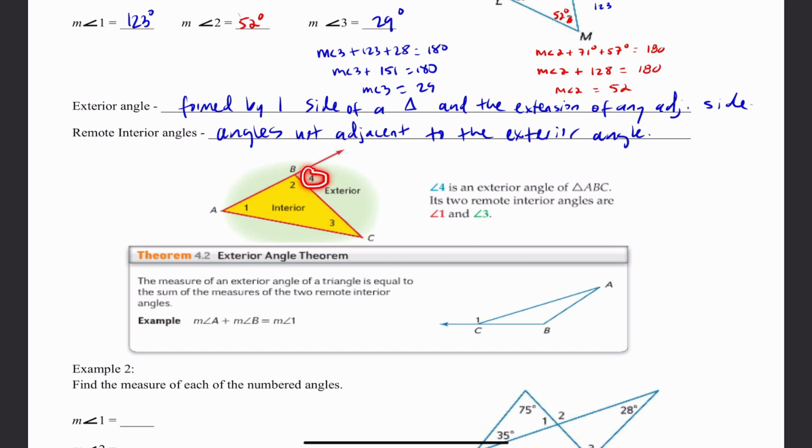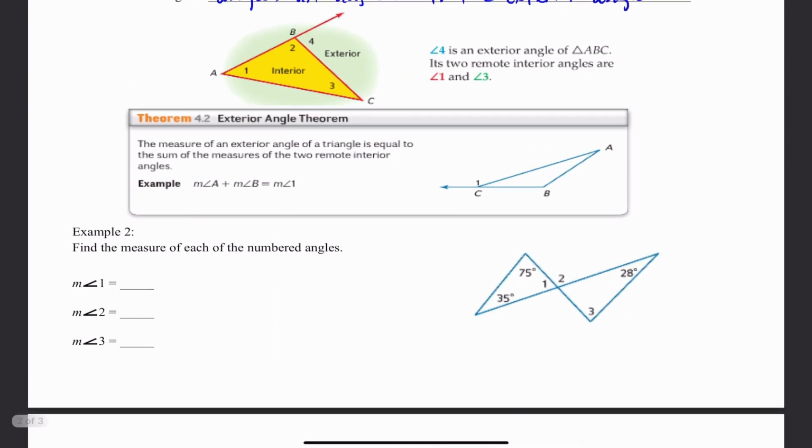So this is the exterior angle, and notice that angle 1 and angle 3 are not next to that angle. So those are remote interior angles, and this is my exterior angle. It says right here, angle 4 is an exterior angle of triangle ABC. Its two remote interior angles are angle 1 and angle 3.